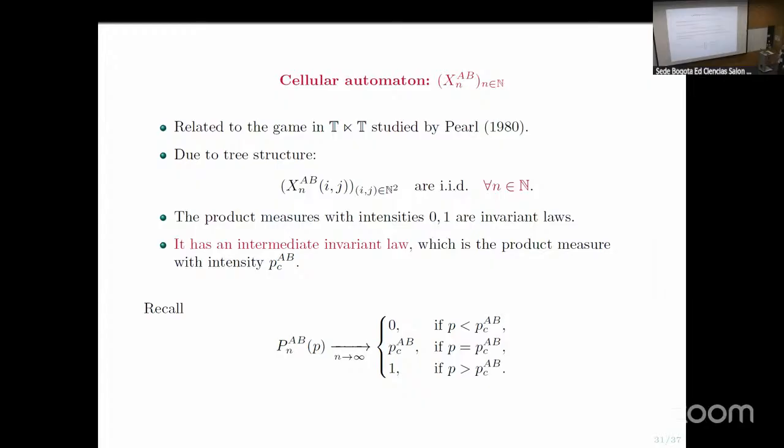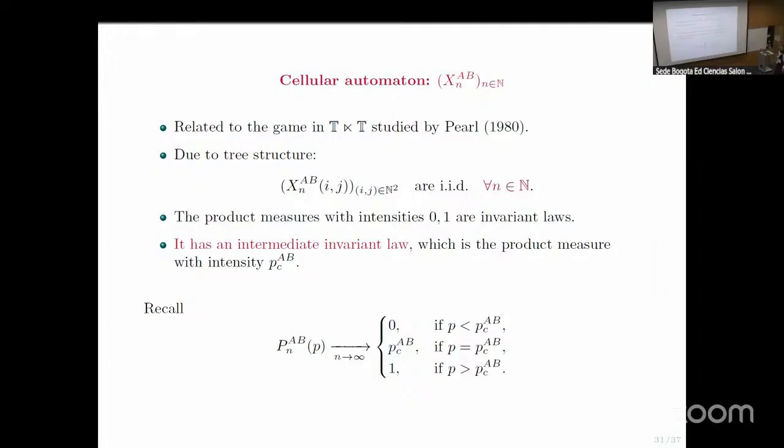Okay, so this game here, as I already told you, is related with the game that Pert introduced. Due to the tree structure, you have that these variables are IID for any n. This is propagation of chaos, sometimes it's called in mean field. And the product measures with intensity 0 and 1 are invariant laws. That means that you start there, you keep there forever. And it has an intermediate invariant law, no? That is what Pert showed.